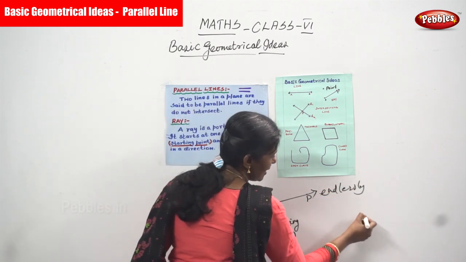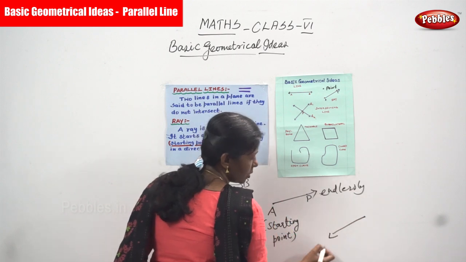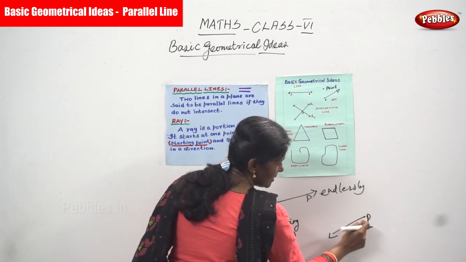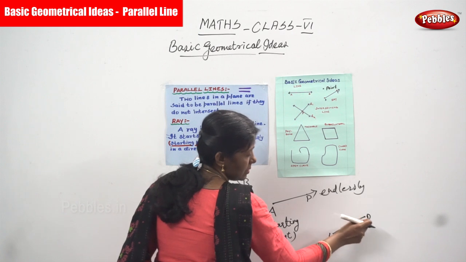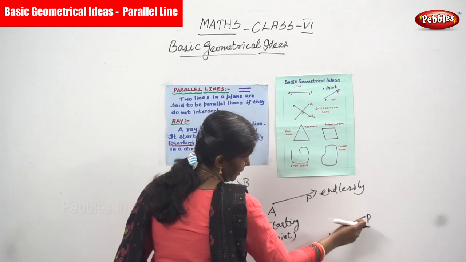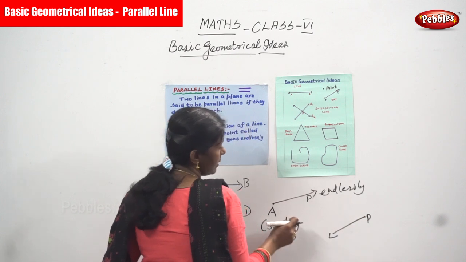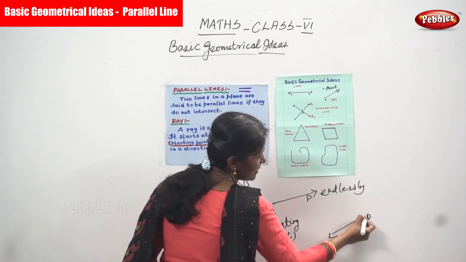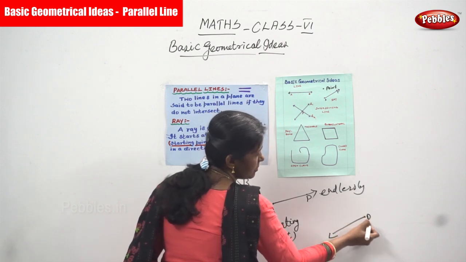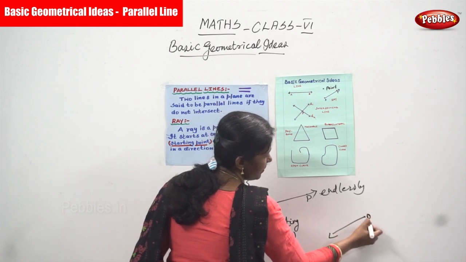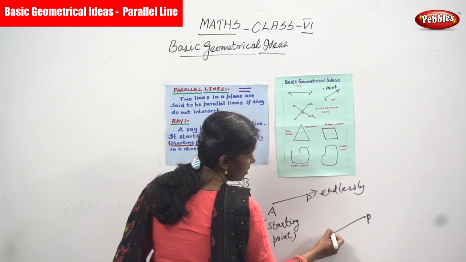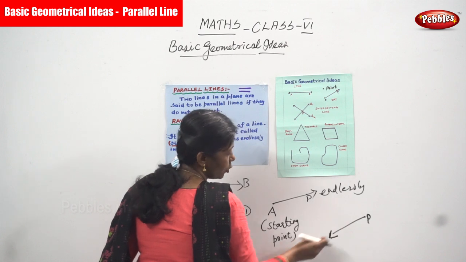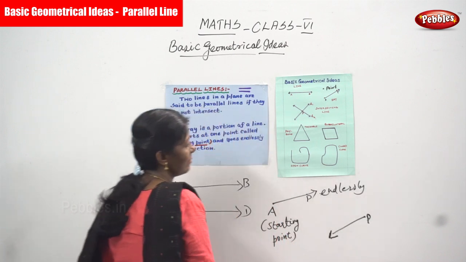Suppose it starts on this side and goes this way. This is also a ray. This point is called P, and it is the starting point. A ray is a portion of a line. P is a starting point and it goes in only one direction. That means there is no end point. It goes endlessly. So this is the ray definition.